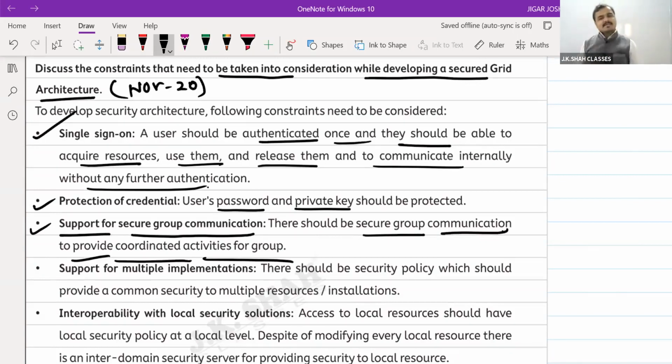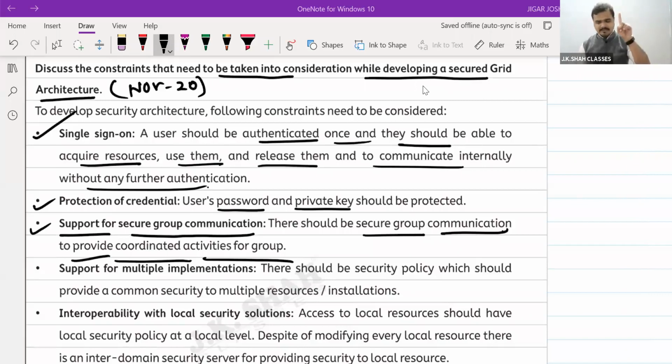So number one, sir, single sign-on. Number two, sir, protection of credential. Number three, sir, support for secure group communication. Okay. Suppose, people, apart from computers, you gave me some additional resources to be used. Apart from laptop, you gave me some other resources. For other resources, do I require authentication again and again, or is one-time authentication enough?